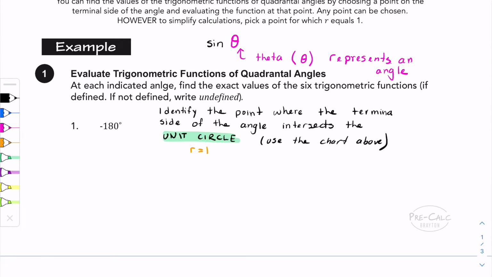Okay, so before I scroll up to the chart, I'm just going to sketch a negative 180 degrees. We always know that our initial side is on the positive x-axis, and 180 degrees would be in the negative direction, so the clockwise direction, and it would end on the negative x-axis. So your negative 180 degrees forms this straight line here.